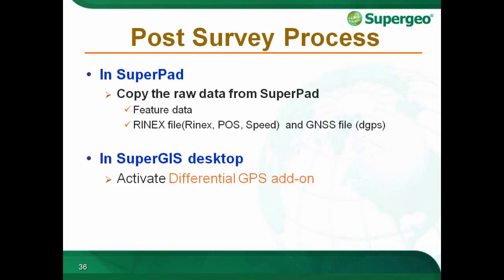And before you apply the process, you should copy the whole raw data from SuperPad, like the DGPS data, the RINEX data, speed data, and the position data. And of course, the feature data you collected. And activate the differential GPS add-on in SuperGIS Desktop to do post-process.